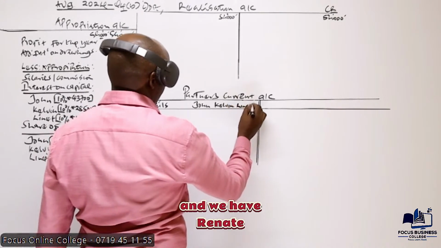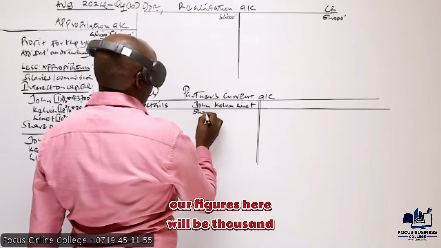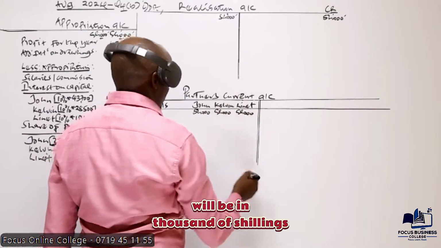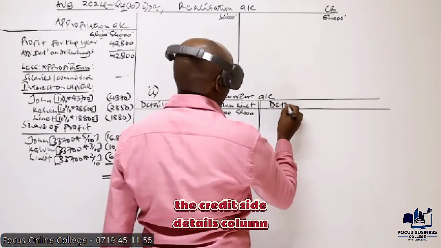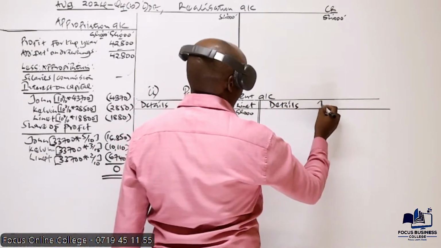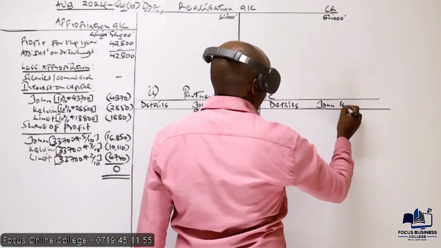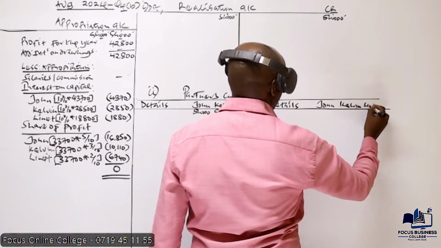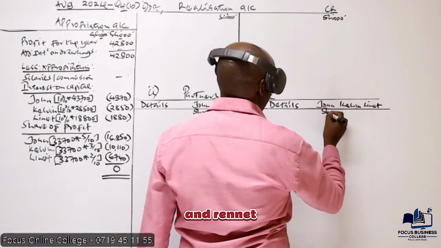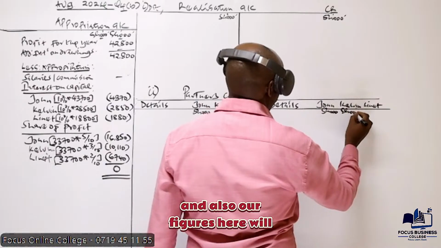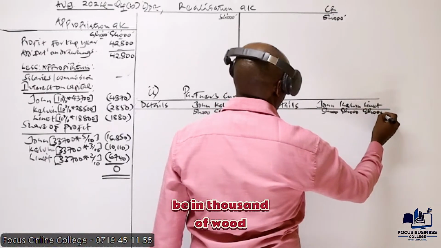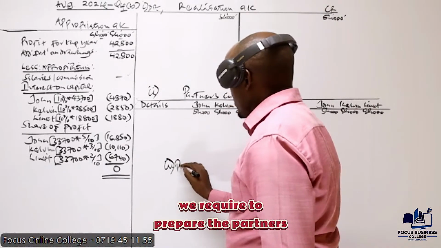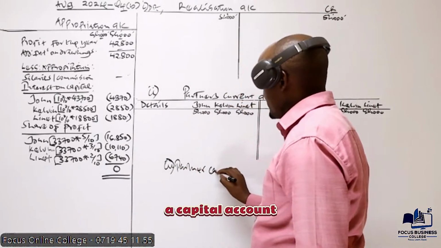And we have Renette. Also our figures here will be in 1,000 of shillings. So we do the same on the credit side. Details column: John, Kelvin, and Renette. And also our figures here will be in 1,000 of what? Of shillings. And then Roman 3, we're required to prepare the partners capital account.